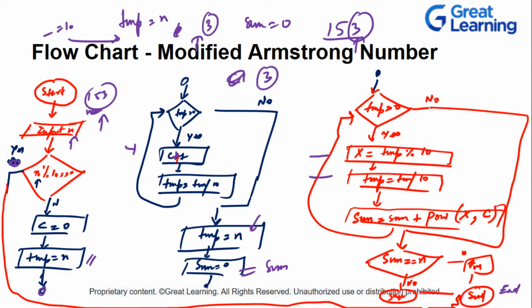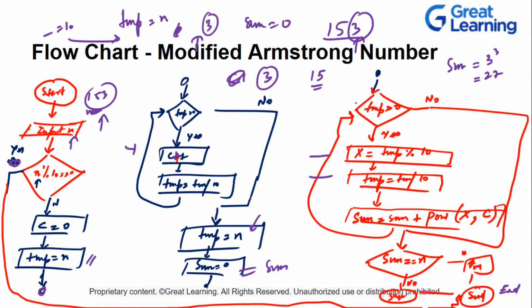I picked up the last digit, that is 3. I reduced the number of digits that are there. That means earlier it was 153, now it is 15. Then I calculated the power and I added it to sum. So sum is equivalent to 3 raised to the power 3. Okay, so sum is 27 right now.